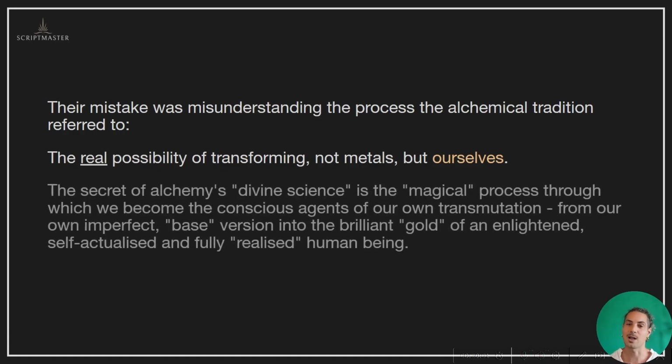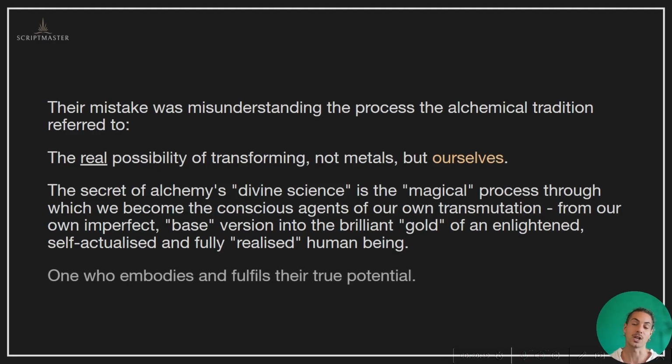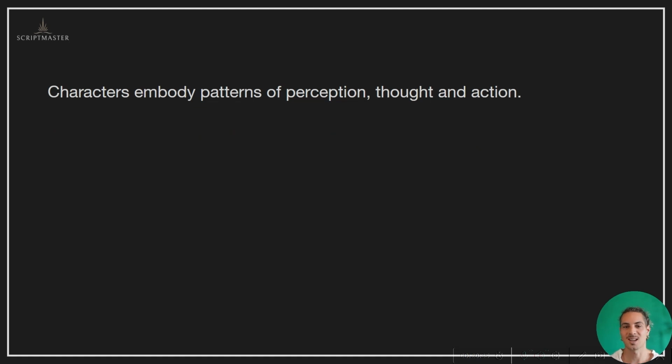The secret of alchemy's divine science is the magical process through which we can become the conscious agents of our own transmutation, our transformation, from our own imperfect or base version into the brilliant gold of an enlightened, self-actualized and fully realized human being. Crucially, one who embodies and fulfills their true potential. As we discussed earlier, characters should be vessels who embody patterns of perception, thought, and action.